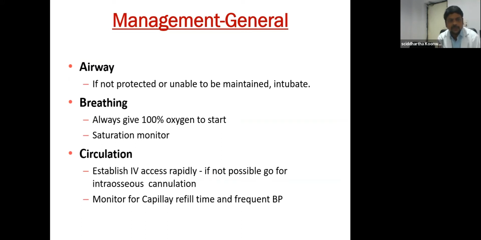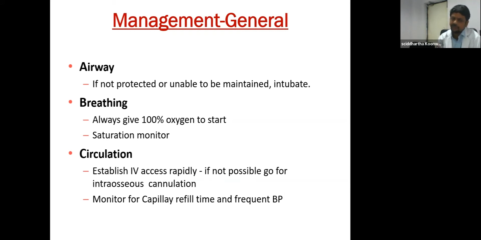Then we start, as in any emergency patient, with airway, breathing and circulation. In airway, if the patient is unconscious and GCS is below 8, we have to intubate the patient. In breathing, we start with 100% oxygen and titrate oxygen as per the saturation.